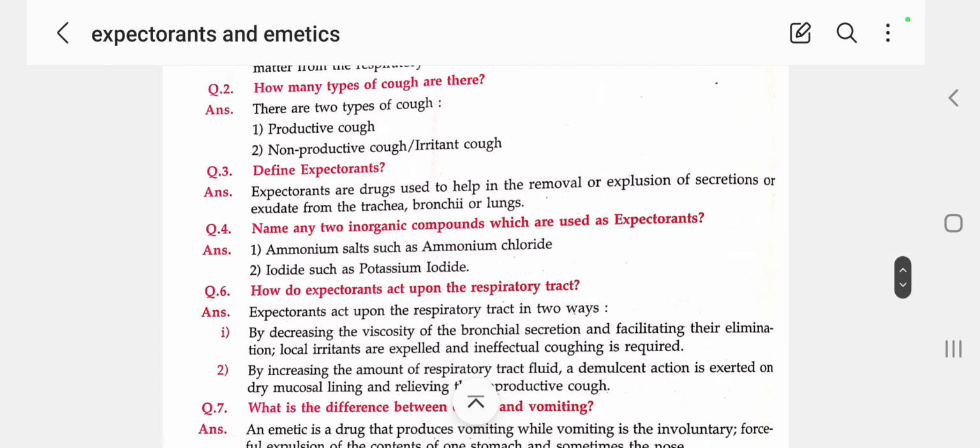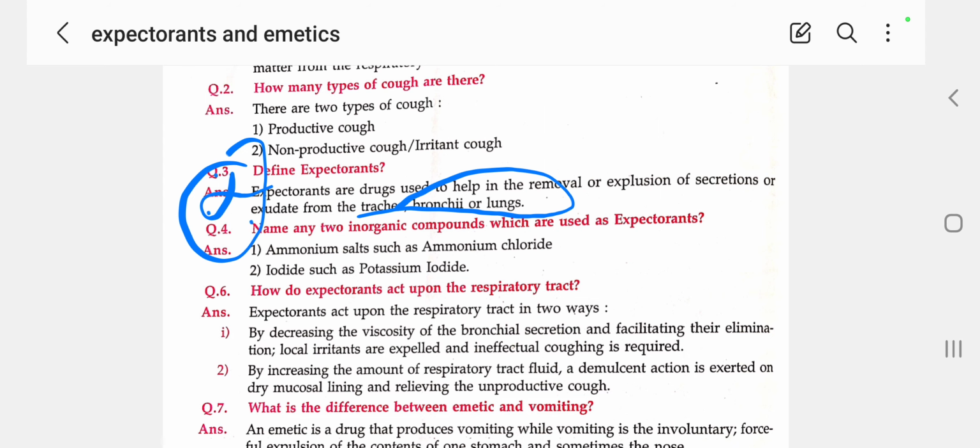Next, define expectorant. An expectorant is a drug that helps in the removal or expulsion of secretion or exudate from the trachea, bronchi and lungs. That is the proper definition for expectorant.